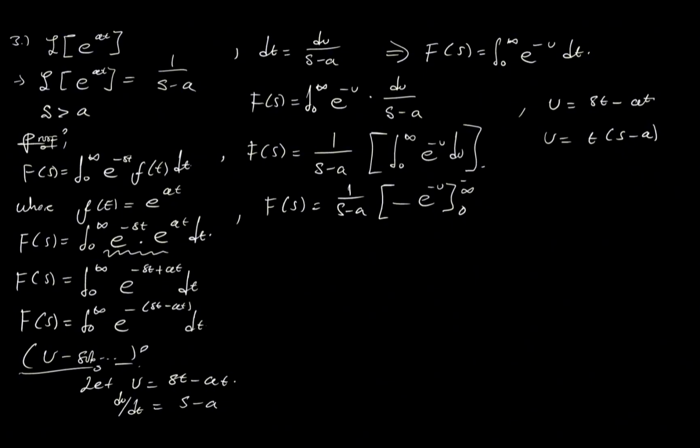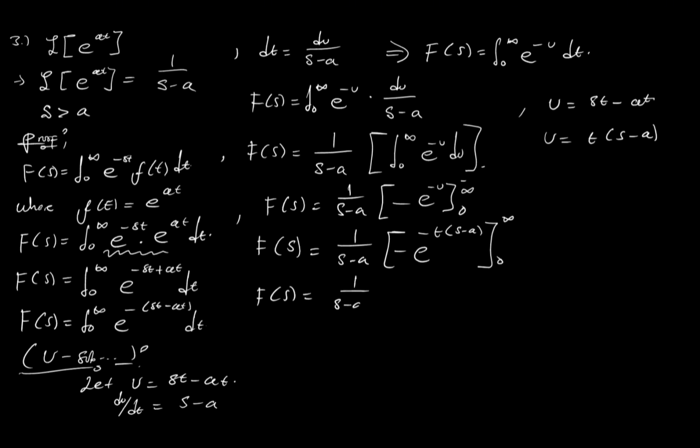Bringing back the value of u, we have the s domain equal to 1 over s minus a of minus e to the value of u, which is minus t of s minus a, from 0 to infinity. So we have the s domain being equal to 1 over s minus a. Then we have minus e to the upper limit, which is negative infinity. We know negative infinity times s minus a will just be negative infinity. Then we have minus, then minus e to the minus of 0 times s minus a. This will just be e to the 0.